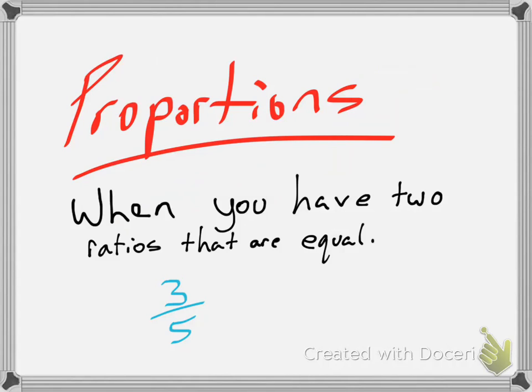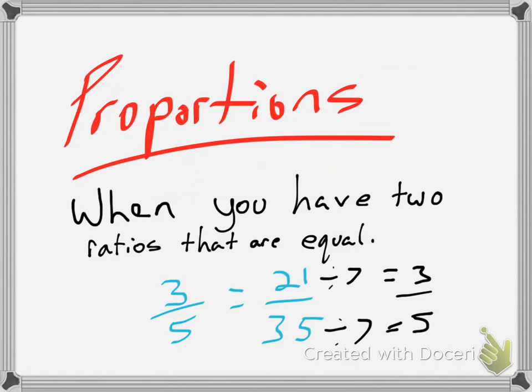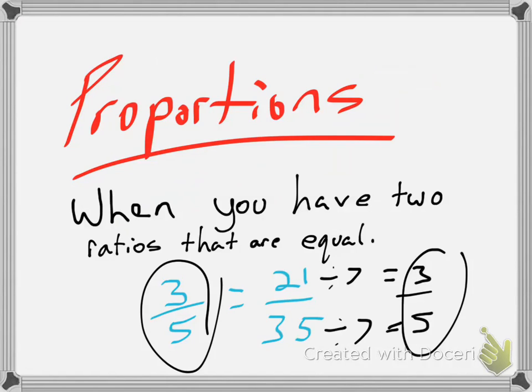Now, here's an example. 3/5 equals 21 over 35. Those are two ratios that are equal. The way I got to the other one is if I reduce this one by 7 on each side. So if I divide this by 7 and divide this by 7, I will get 3 over 5. And because this is the same as this, it's considered a proportion. Those are proportional ratios. And that's how you say it.